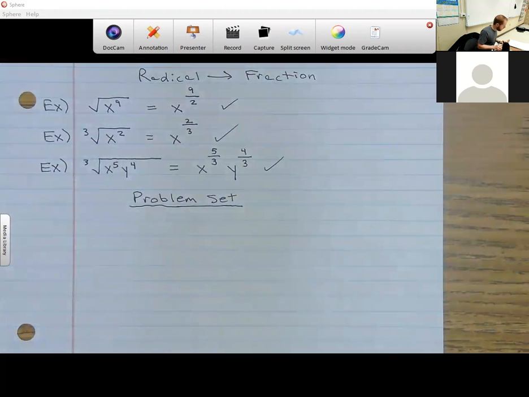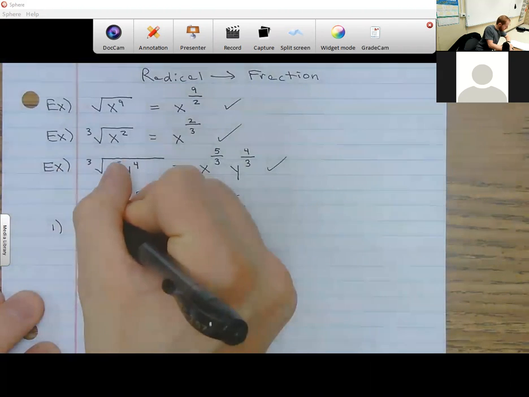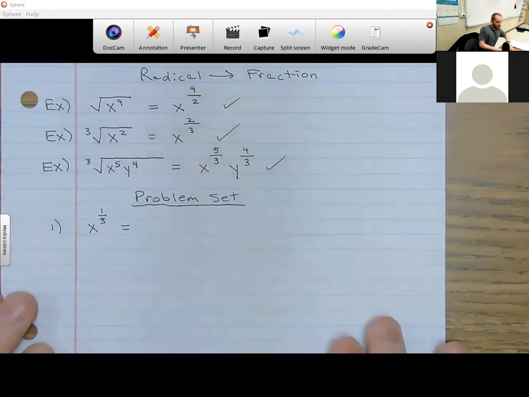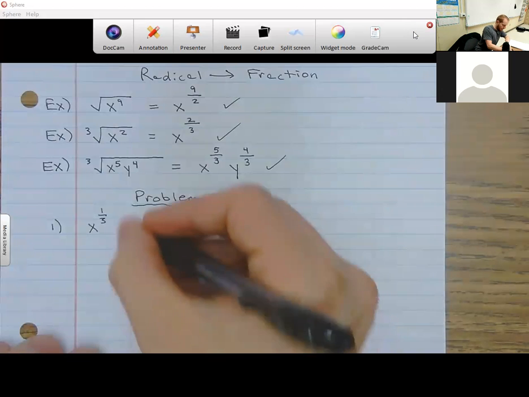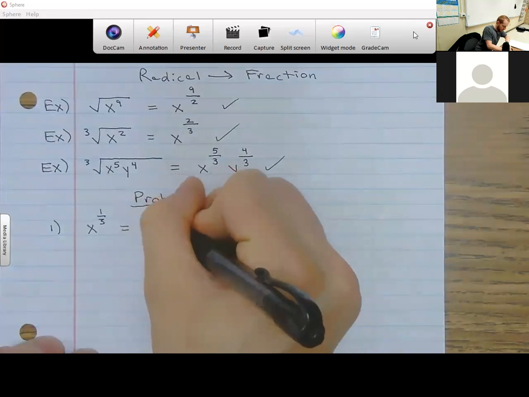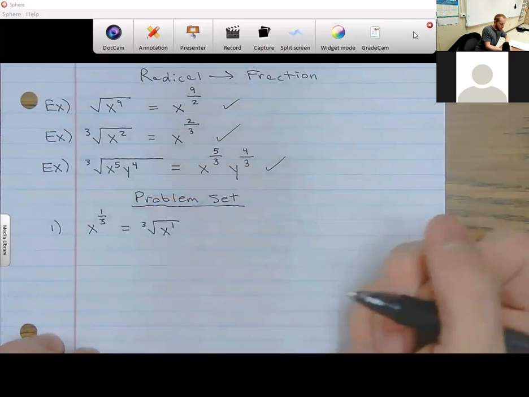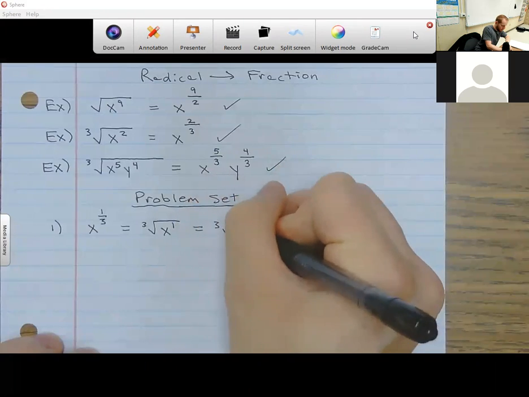All right, number 1. x to the 1/3. Okay, so how would I write this? So we're going from fraction to radical. So the way I would do this is I would have a 1 on the inside, I would have a 3 on the outside. So this is going to be cube root of x to the 1 power. And as you know, x to the 1 power is really just x. So I could write this as cube root of x, and I'm done.